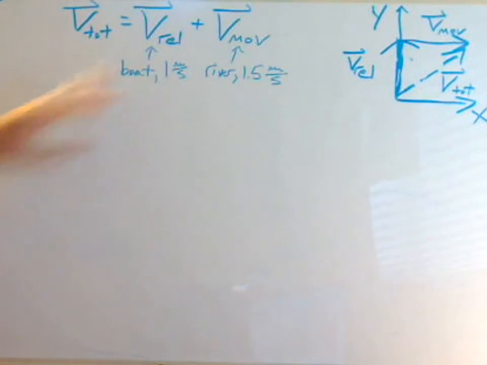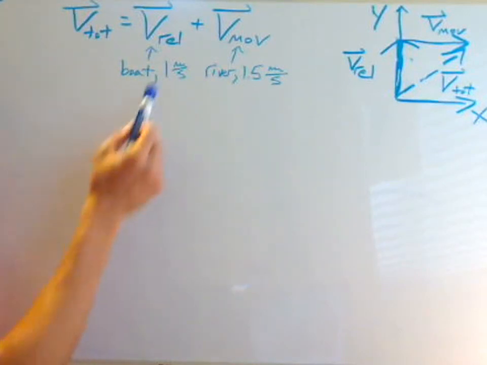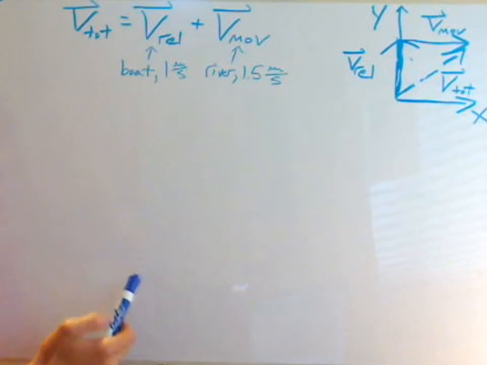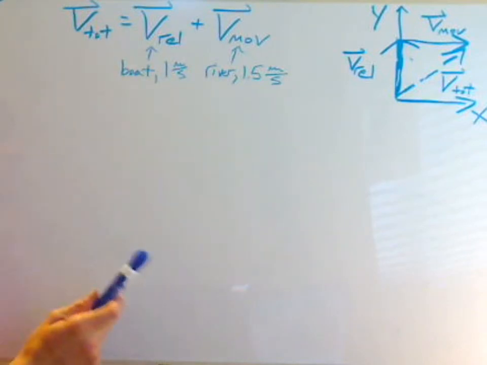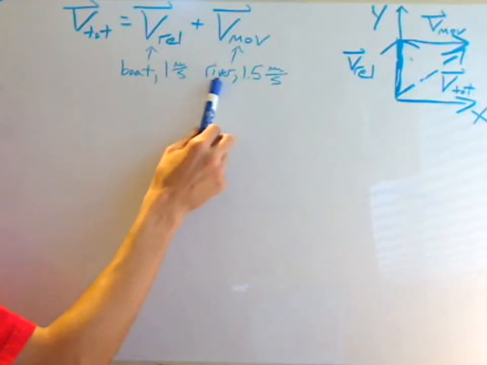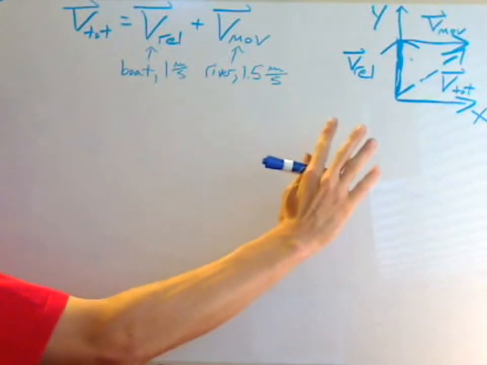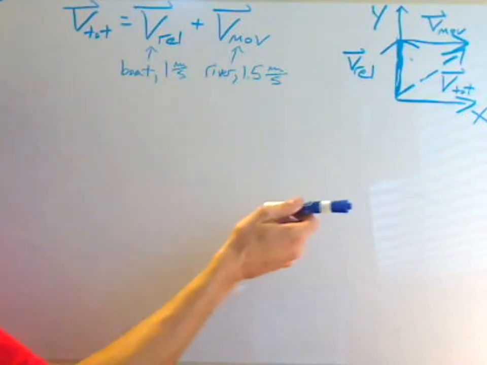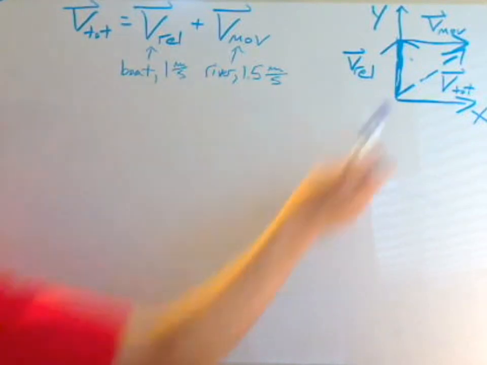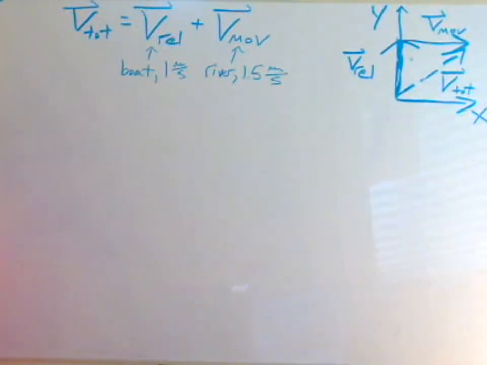So when we do this problem, we need to identify what these symbols mean. Remember, the relative velocity corresponds to the boat that's directly trying to cross the river at 1 meter per second. This vector is the moving frame, that's our river, and it's moving downstream at 1.5 meters per second, as shown in the figure here.